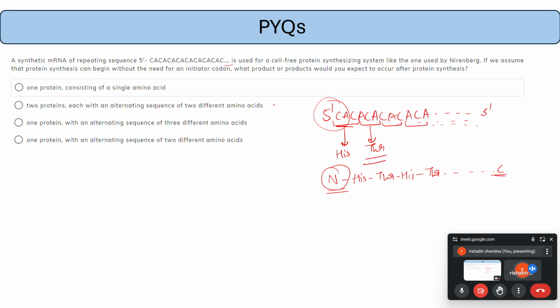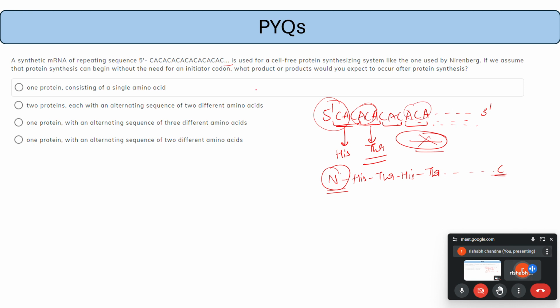So what are the options? One protein containing a single amino acid? No, a single amino acid will not be formed here. Then we have two proteins, each with an alternating sequence of two different amino acids. No, only one protein will be formed because the initiating codon is only one. Then we have one protein with an alternating sequence of three different amino acids. No, because the codons only alternate between two, so there will be two alternating amino acids rather than three.